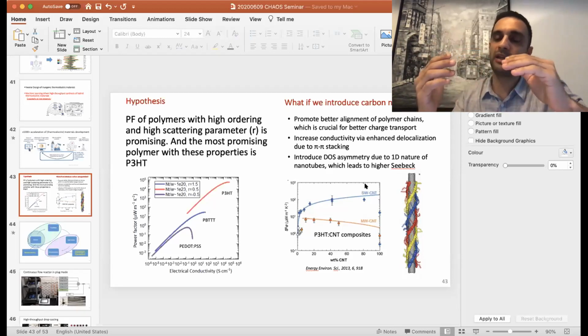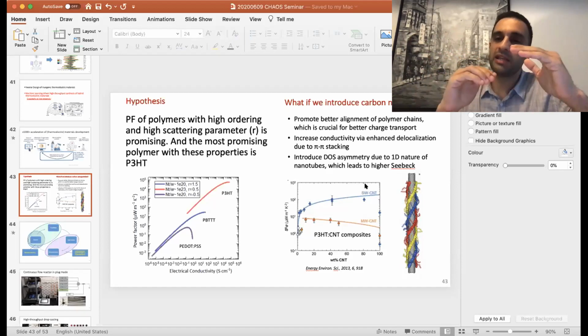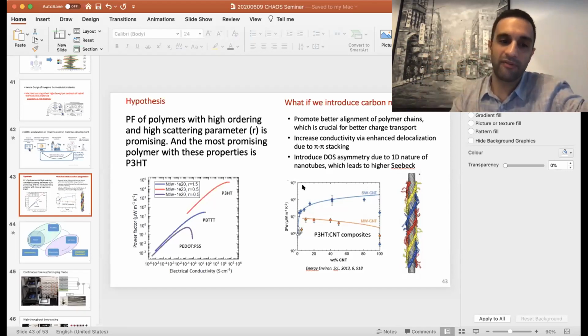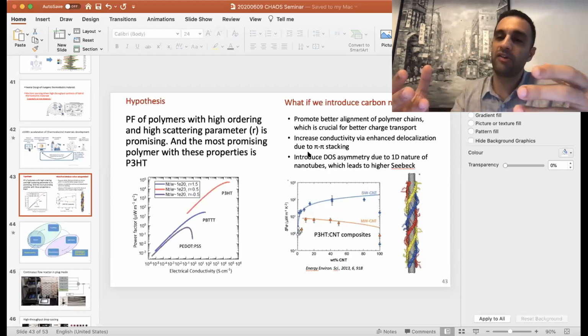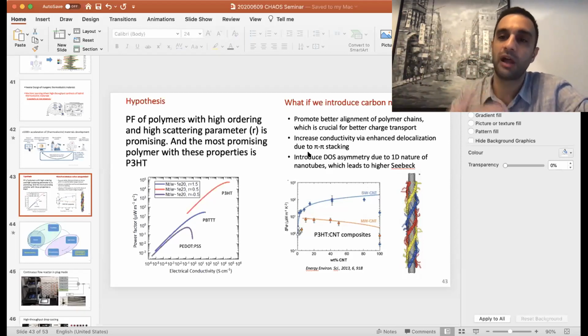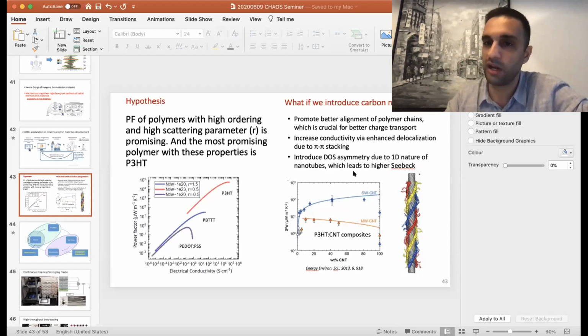That's not what's happening here. But what you end up seeing is that you have some sort of charge transport across the interface for a carbon nanotube and a conjugated polymer. And the scattering parameter that you have here is basically something like ionized impurity scattering in a crystal structure. And that gives you high values of the Seebeck coefficient, which is why P3HT is actually more interesting than other conjugated polymers. It's a great question, and I'm happy to talk about that more.